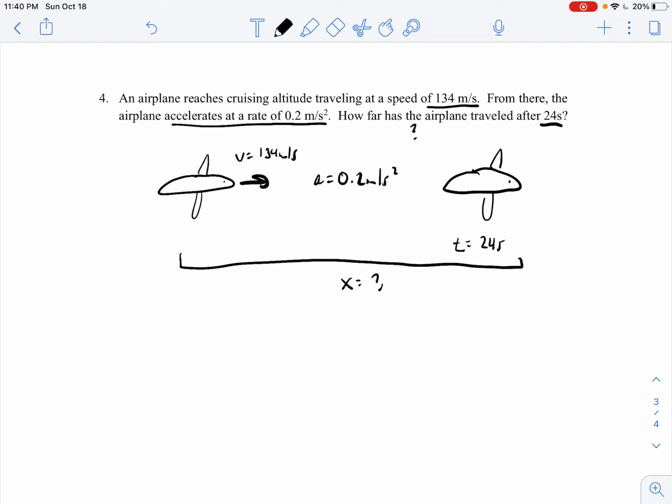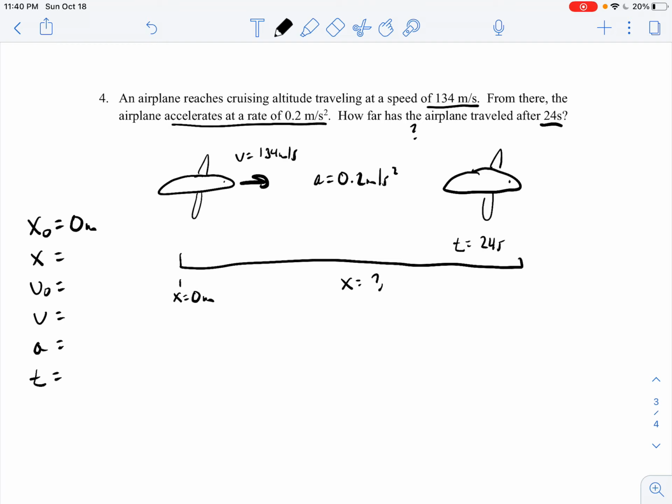Creating my table over on the left here, we have initial position, initial velocity, final velocity, acceleration, and time. So when we think about our initial position, again, we're just trying to find the distance we've traveled. So we'll say we're going to begin at an initial position of 0 meters. That way, whatever our final position is will tell us how far we've traveled.